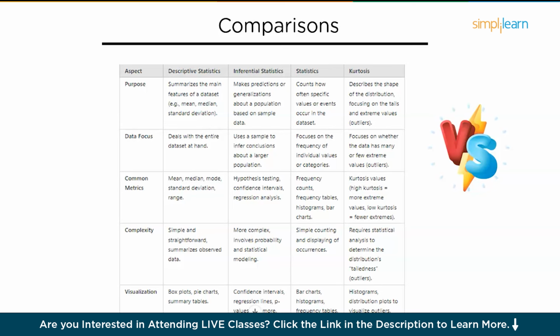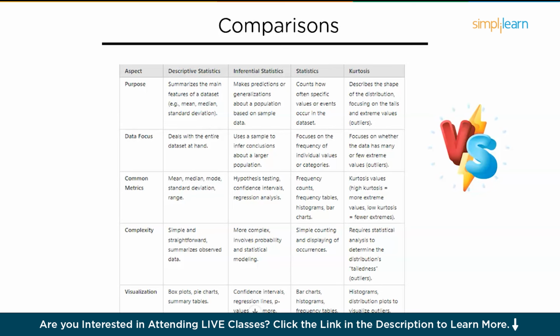Kurtosis describes the shape of the distribution, focusing on the tails and extreme values. Differentiating them on the basis of data focus. Descriptive statistics deals with the entire dataset at hand. Inferential statistics uses a sample to infer conclusions about a larger population. Frequency statistics focuses on the frequency of individual values or categories. Kurtosis focuses on whether the data has many or few extreme values.